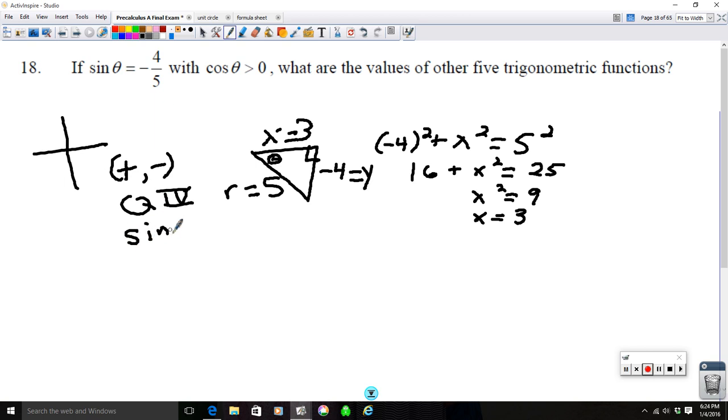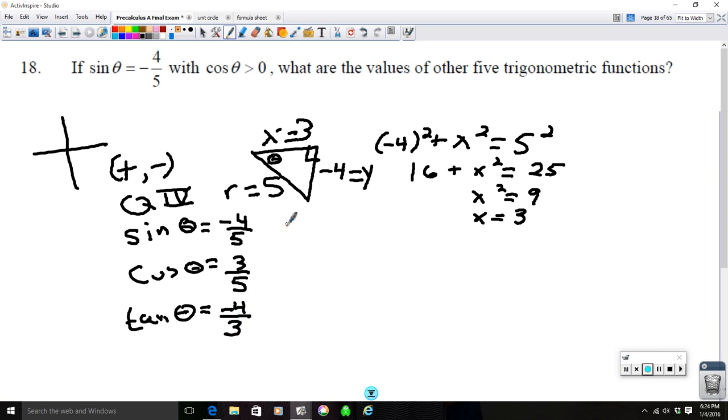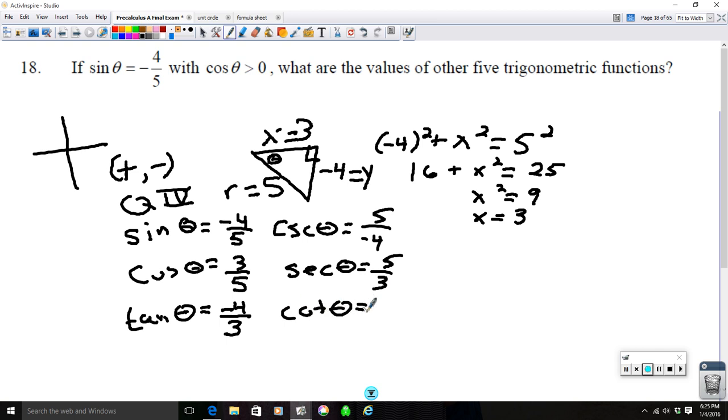So we already know sine is negative 4/5. Cosine, remember that is x over r. That's going to be 3 over 5. Tangent is opposite over adjacent, or y over x, which would be negative 4 over 3. And then we've got the reciprocal functions. Cosecant is going to be 5 over negative 4. Secant, 5 over 3. And finally, cotangent, which is 3 over negative 4. So you can refer back to question number 17 if you're looking for the ratios again, because those are all the ratios that we used to do for number 18.